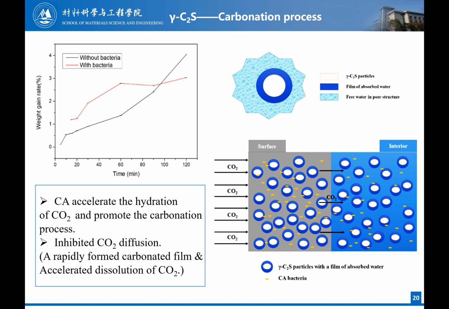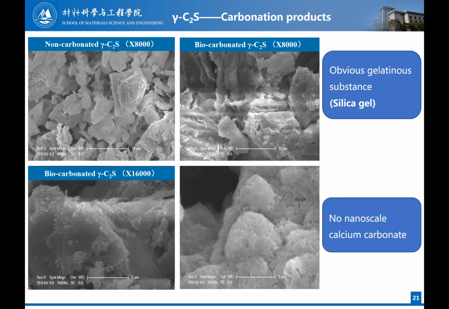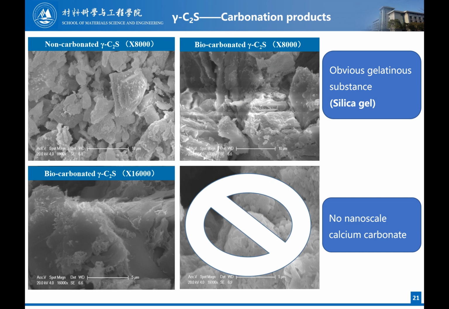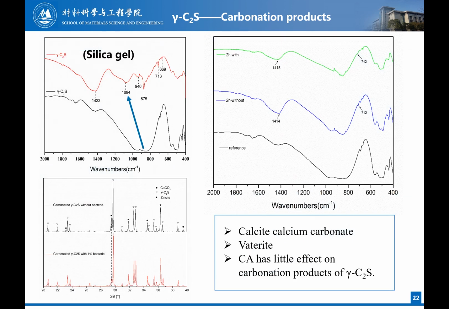When it comes to carbonation products of gamma C2S, it is quite different from those of beta C2S. There is no nanoscale calcium carbonate, and only a trace of silica gel can be detected because of a band shift from lower wave number to higher one. Vaterite can also be detected by XRD. That is, the bacteria have little effect on carbonation products of gamma C2S.